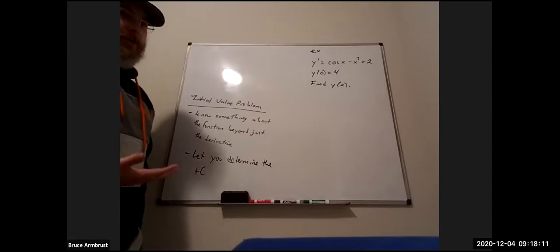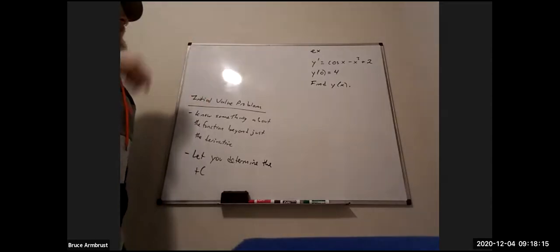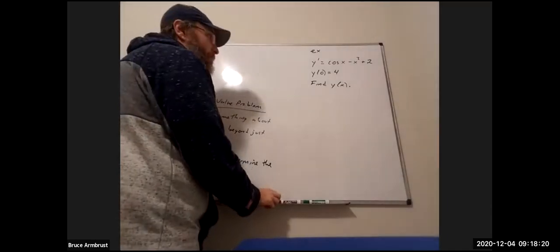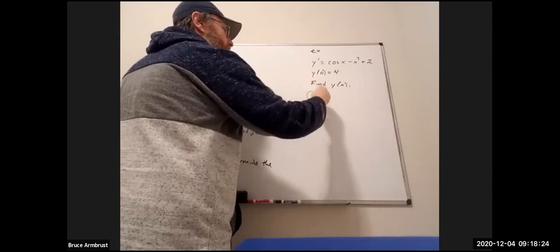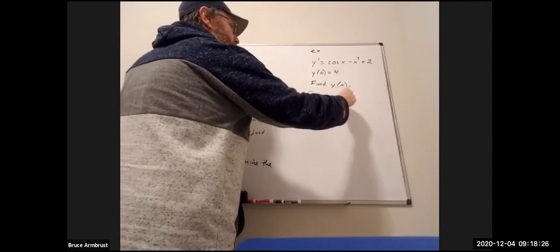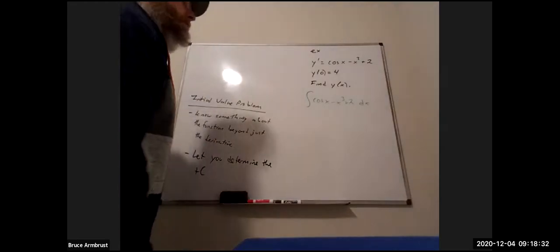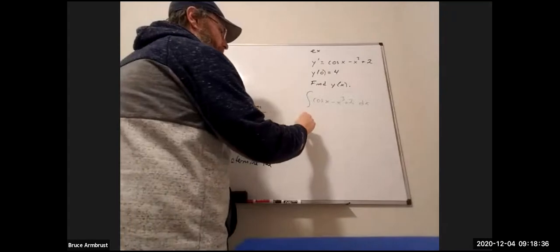So without that y of 0 equals 4, if I just said, hey, y prime is equal to cosine of x minus x cubed plus 2, we know what we need to do. We're going to integrate cosine of x minus x cubed plus 2. And since we're differentiating with respect to x, we have to integrate with respect to x. All right, so let's see what we get.